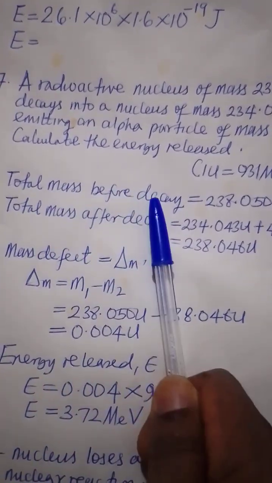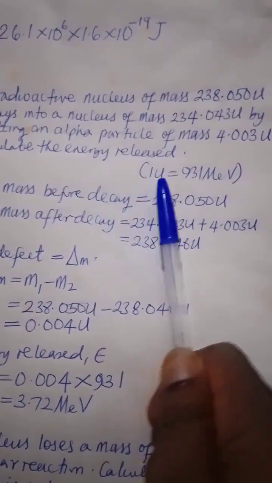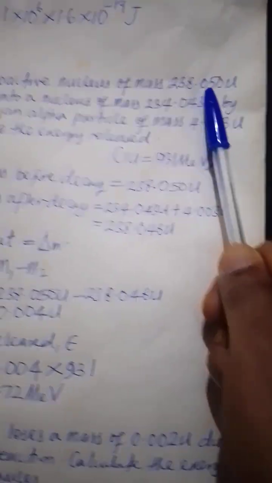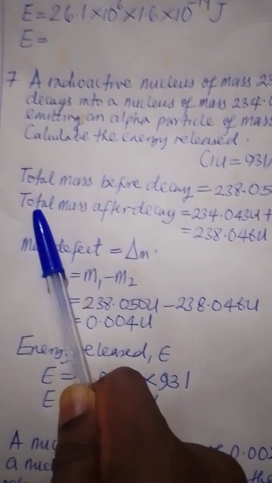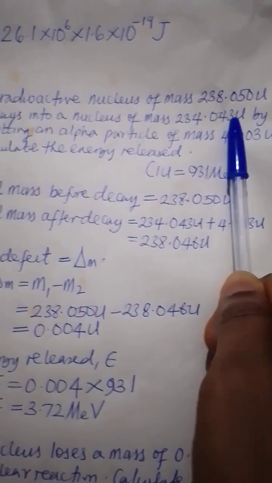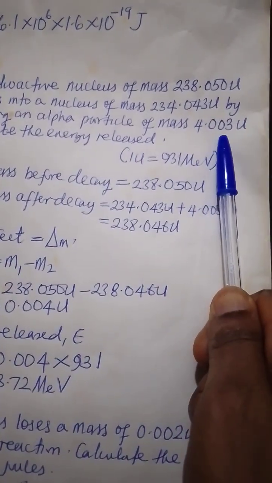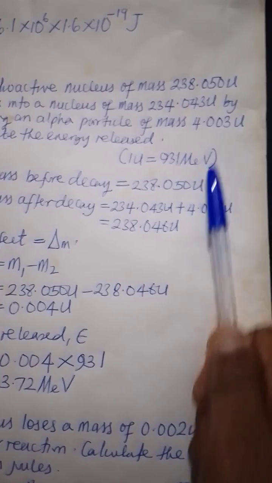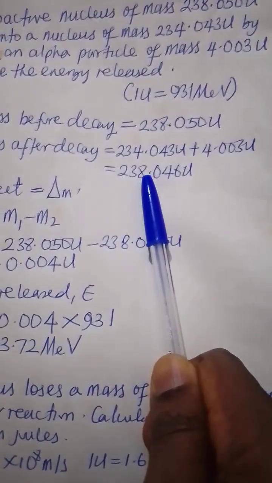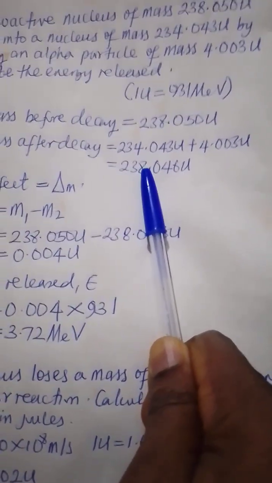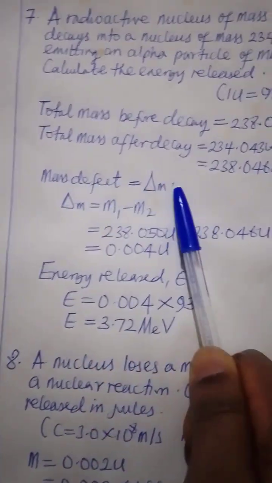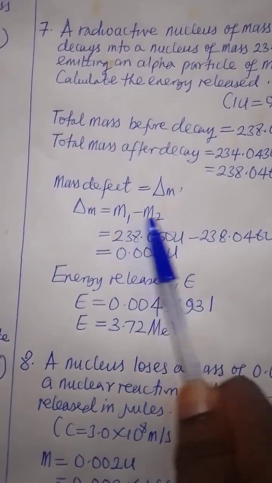The total mass before decay, before disintegration, is 238.050 unified atomic mass, given in the question. After disintegration, after decay, we have a mass of 234.043 and an alpha particle of 4.003 unified atomic mass. So we need to add up to get the mass after decay. When you add up, you're going to get 238.046 unified atomic mass. Don't forget our mass defect is delta M, which is M1 minus M2.